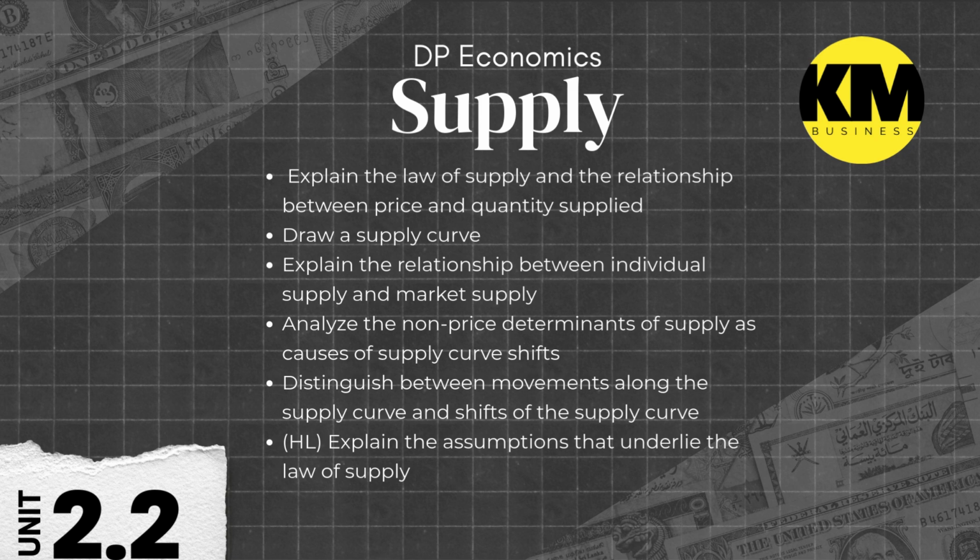So make sure you're able to explain the law of supply and the relationship between price and quantity supplied, draw a supply curve, explain the relationship between individual supply and market supply, analyze the non-price determinants of supply as causes of supply curve shifts, and distinguish between movements along the supply curve and shifts of the supply curve. And for the HL students, you should be able to explain the assumptions that underlie the law of supply.